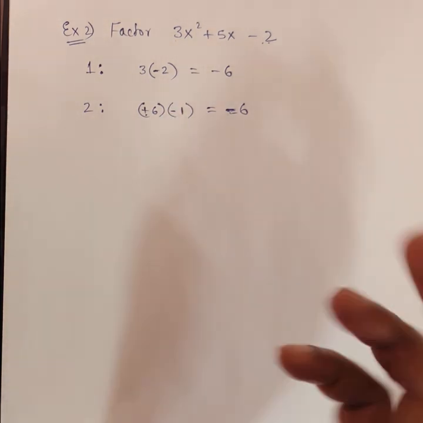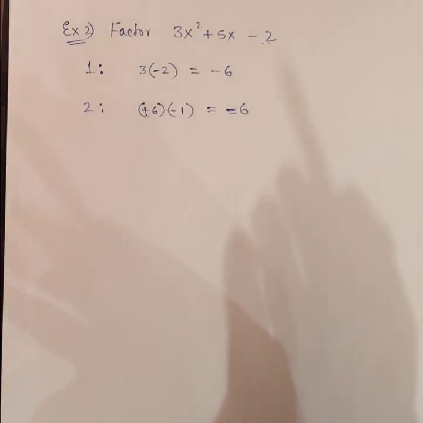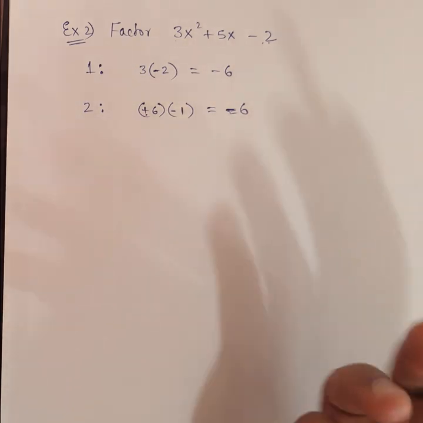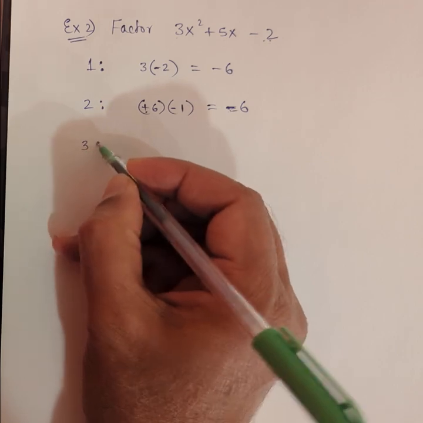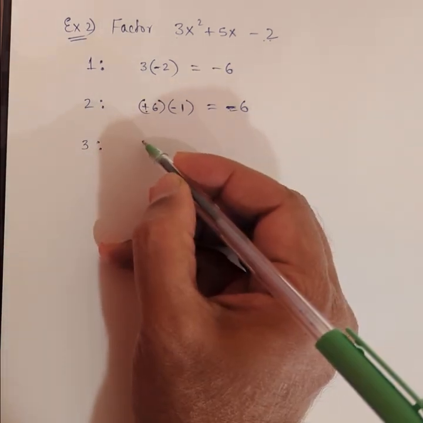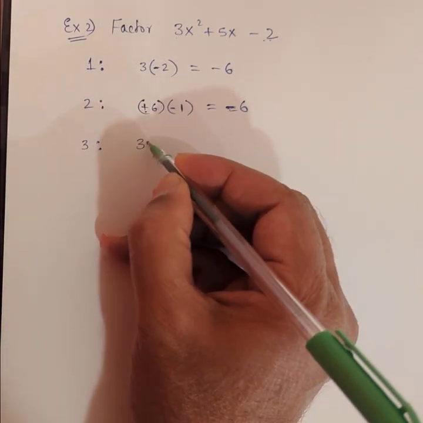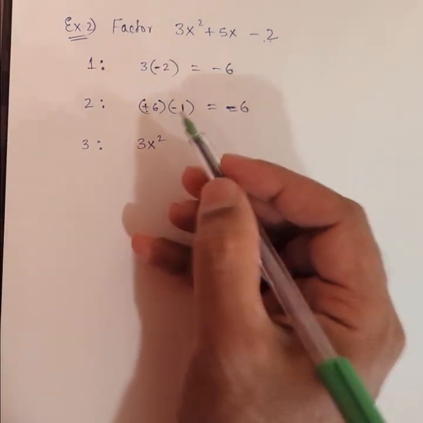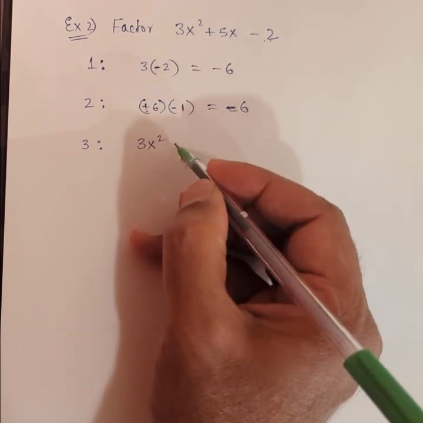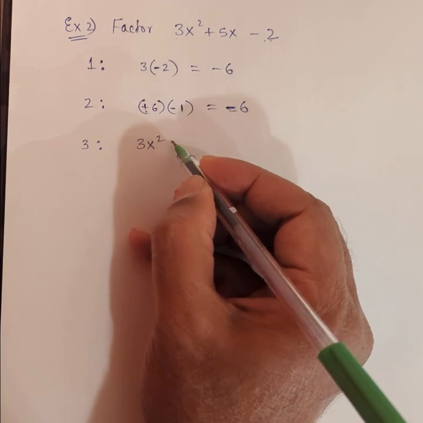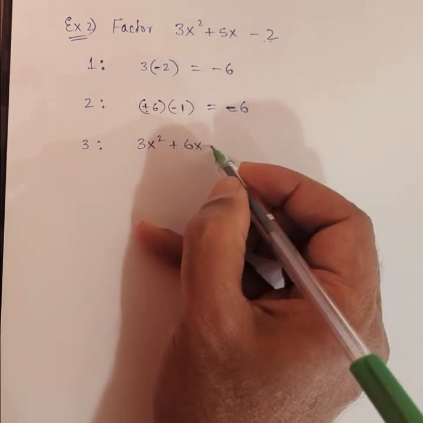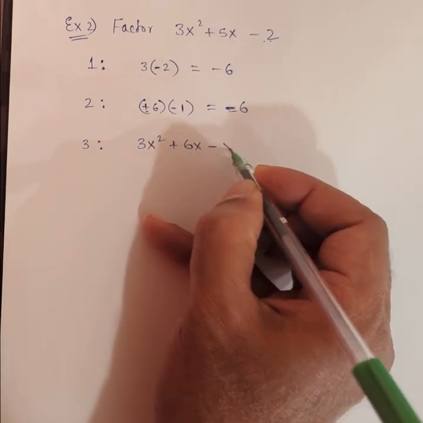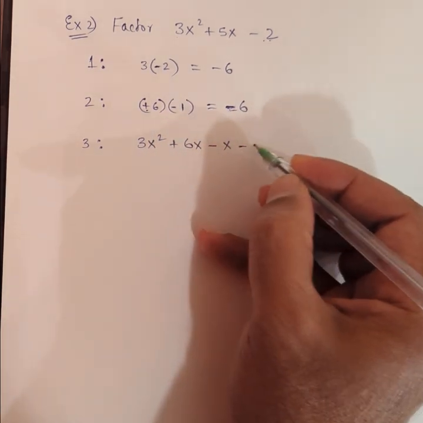So this problem is a little bit more complicated than the one before because of the negative sign. And in step 3, I'm going to rewrite my expression. I'm not going to write plus 5x anymore, but I'm going to use this. Plus 6x minus 1x, or I can just say minus x, minus 2.